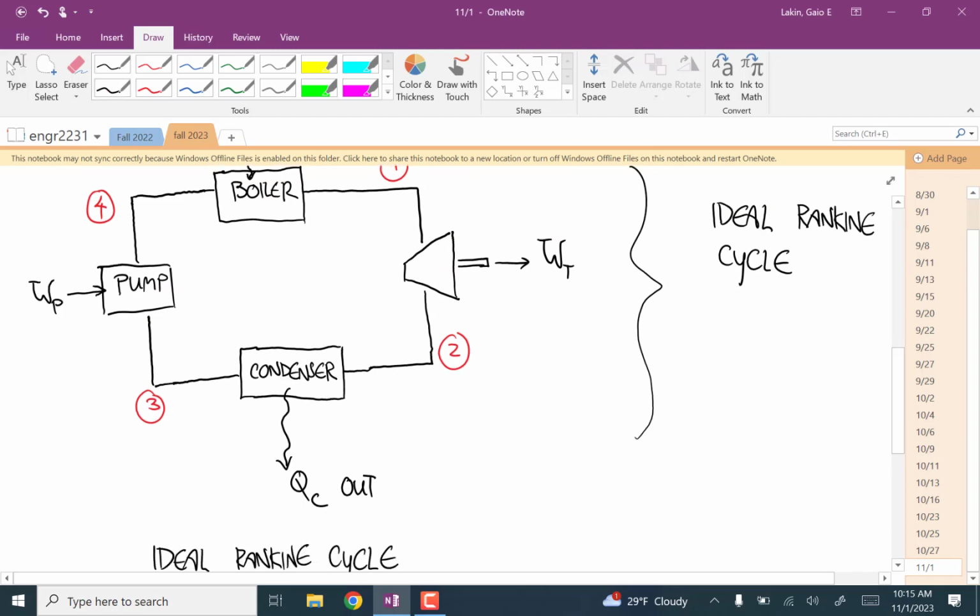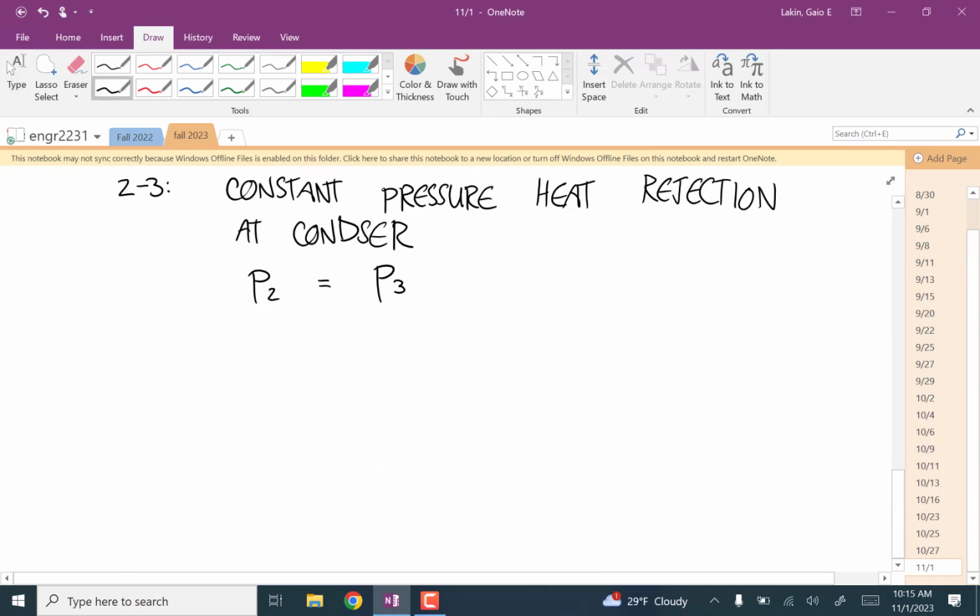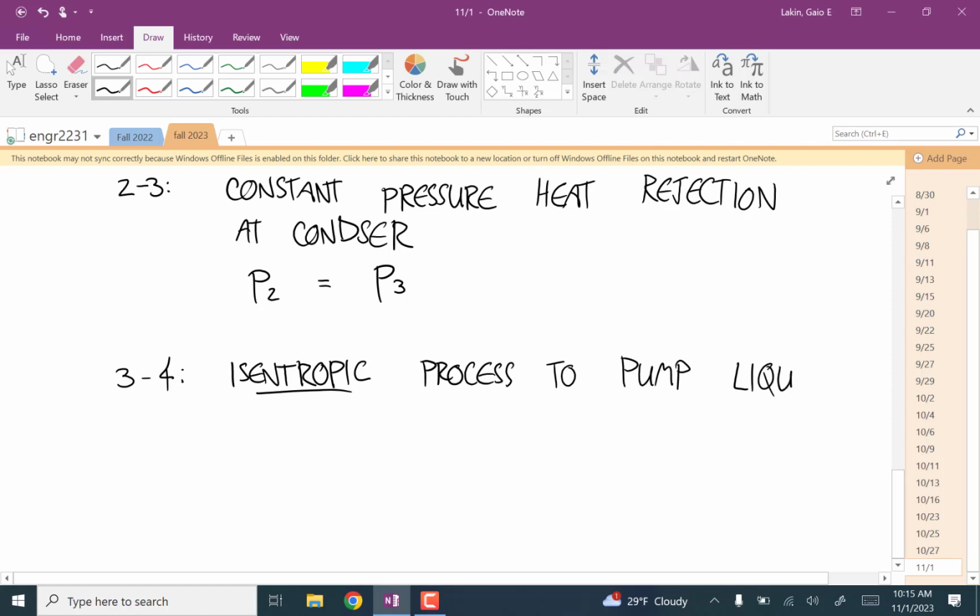Then from 3 to 4, we're going through the pump. This is another one where there's no heat transfer. And this is an ideal cycle that we're thinking about right now. So again, this is an isentropic process, to pump the liquid to a higher pressure.